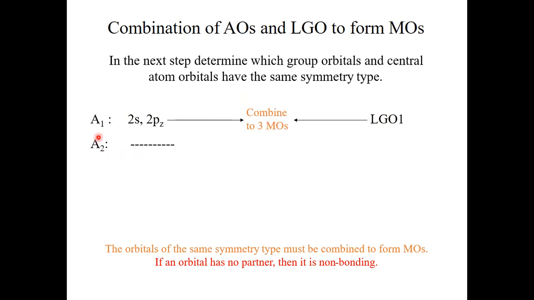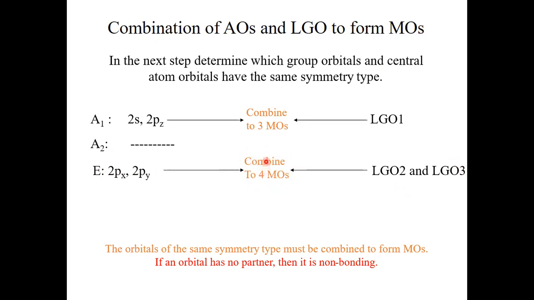Now for the A2 symmetry, we don't have any central atom orbitals. We also do not have any ligand group orbitals. So for that reason, we also do not get any molecular orbitals. For the symmetry type E, we see that we have the 2px and the 2py, and we have the second and the third ligand group orbitals. So now we see that we combine overall 4 orbitals to form molecular orbitals. And therefore we will get how many molecular orbitals? Well, we will get 4 molecular orbitals.